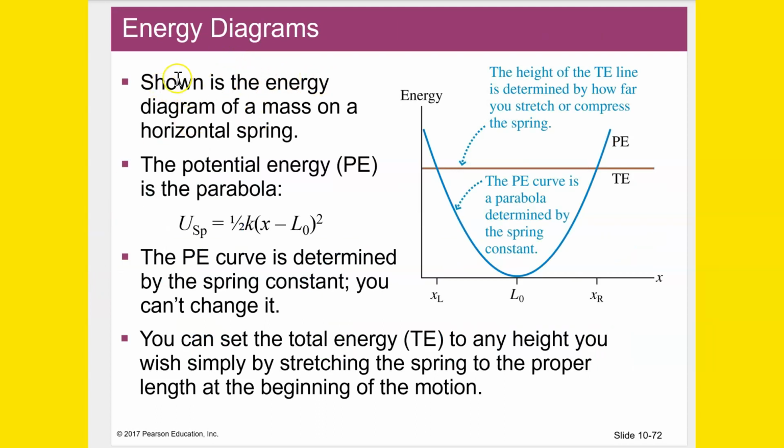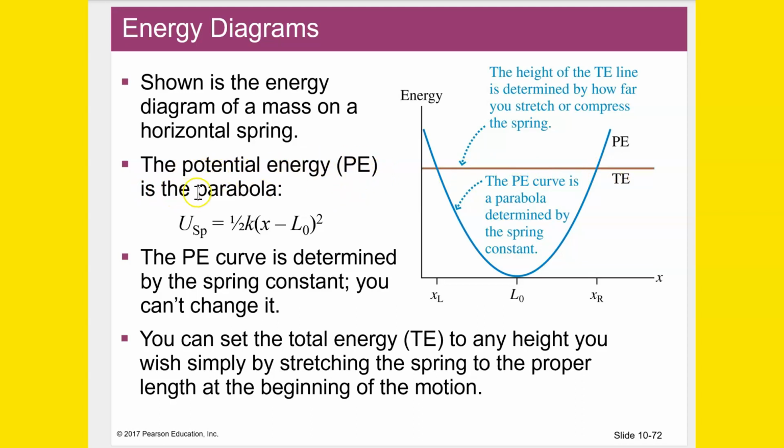Shown is the energy diagram of a mass on a horizontal spring. The height of the total energy line is determined by how far you stretch or compress the spring. So you have some outside forces giving this system its total energy that will not change throughout the motion after you let it go.